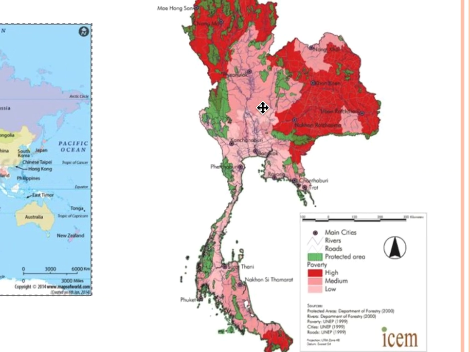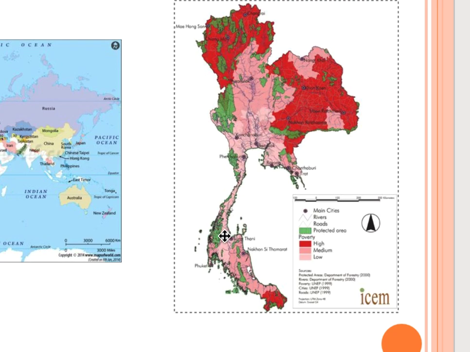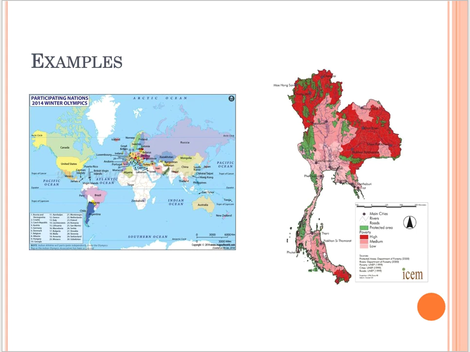Whereas here, the base map is Thailand, and our theme is showing poverty rates in the red shaded scale, and it's also showing national parks or protected areas as a green polygon. So we could see a pattern here that there's higher poverty rates close to national parks or protected areas compared to those that are not next to national parks or protected areas.